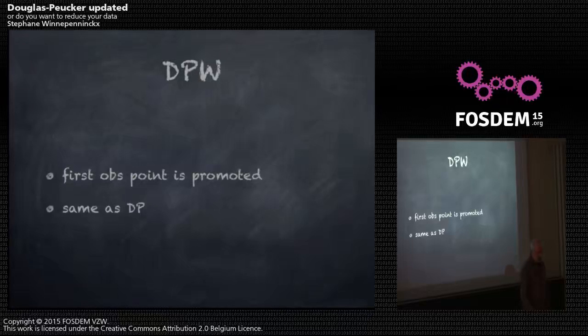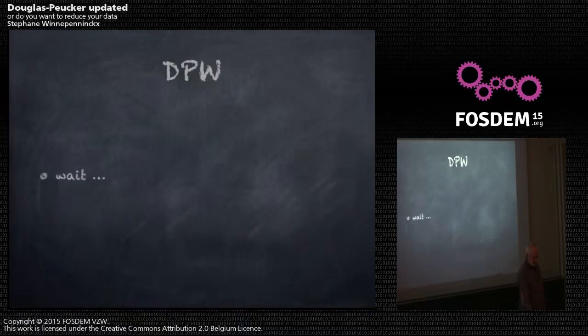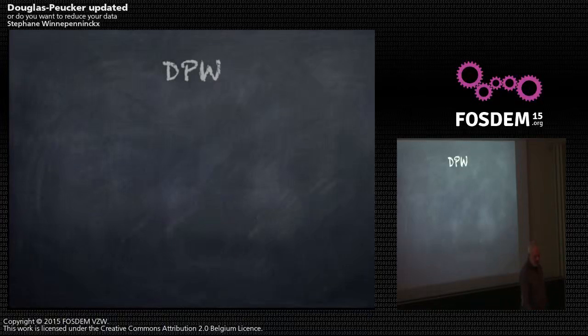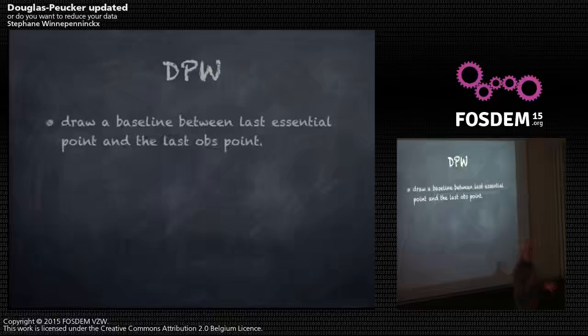And for the rest, it looks like Douglas-Peucker. That means I have to wait until I have two observation points. So I have an essential one, and I have two observation points. And then I apply something that looks like Douglas-Peucker. I draw a baseline between the last essential point, that was the very first one, and the last observation point.